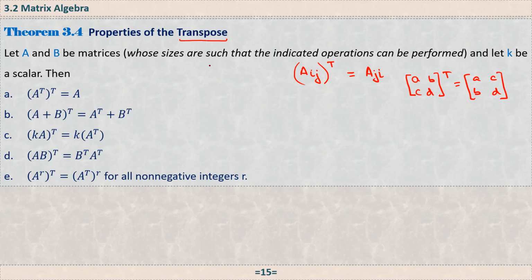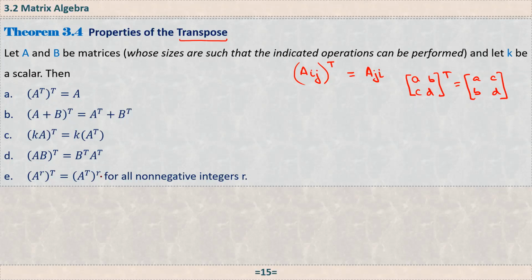So using the definition, this theorem says that let A and B be two matrices whose sizes are such that the indicated operations can be performed. That means here A plus B, I can add this, A times B, that means we can multiply A by B, and let k be a scalar, a real number. Then the first property says that if you transpose a matrix, and after that transpose one more time, it gives us the original matrix back.